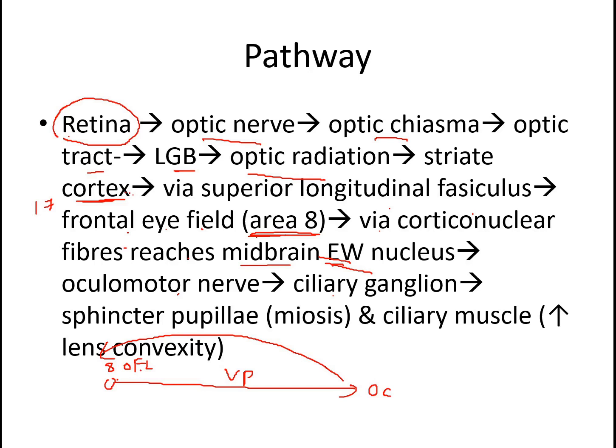From the frontal lobe, area number 8, frontal eye field, what happens? The impulses will come to brain stem now, to your midbrain. In midbrain, we have Edinger-Westphal nucleus, right? So impulses will come here. From Edinger-Westphal nucleus, impulses will go via the third cranial nerve, oculomotor nerve, to your medial rectus, sphincter pupillae, and also to ciliary muscle. It will cause contraction of all these muscles. So that is how it brings about.